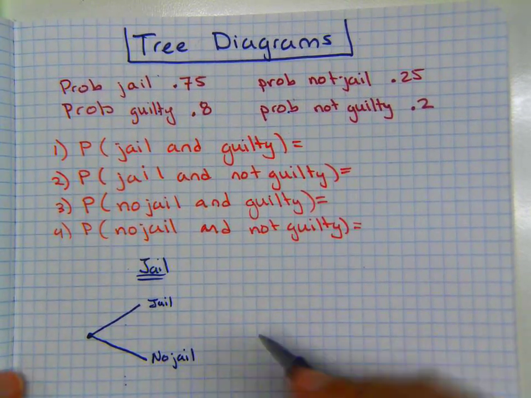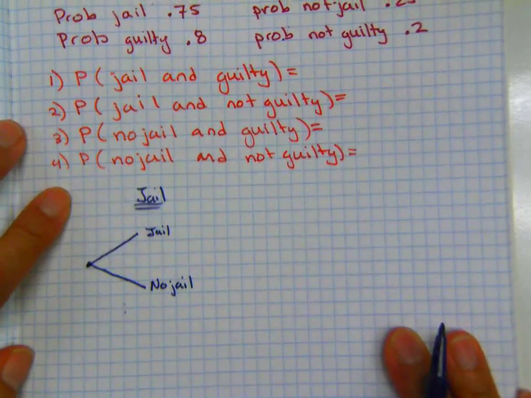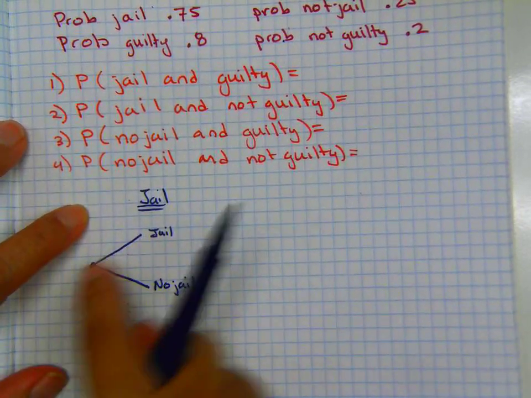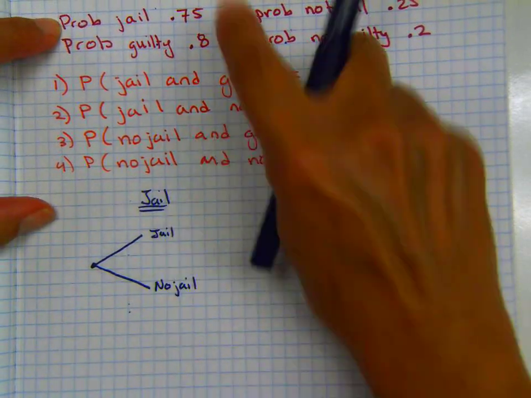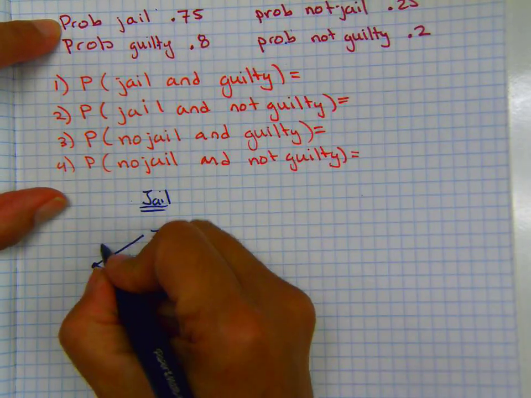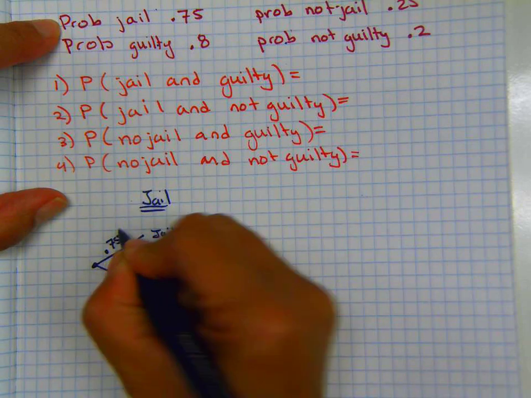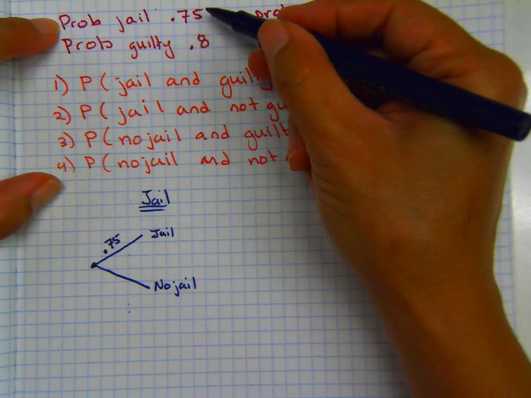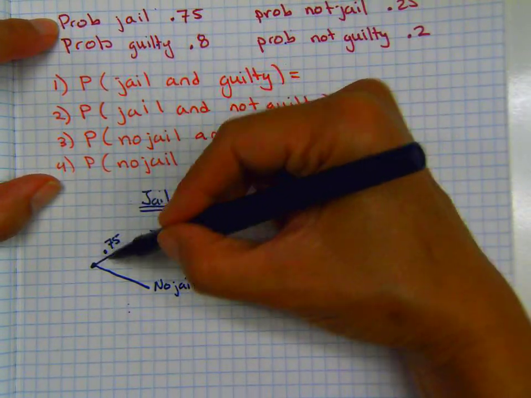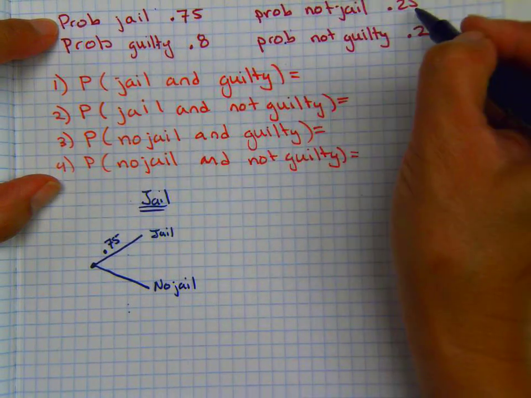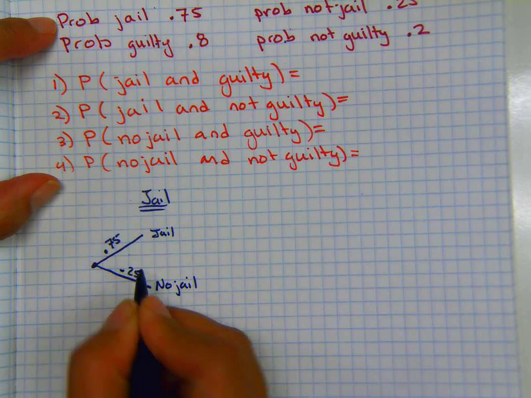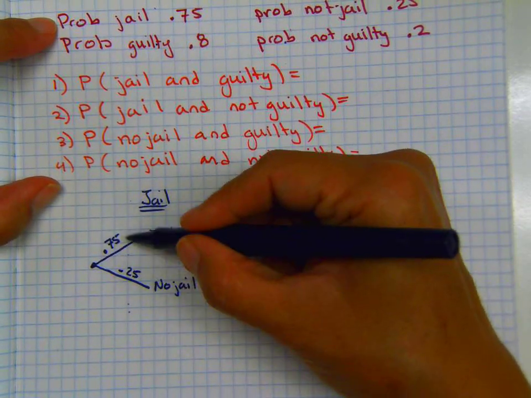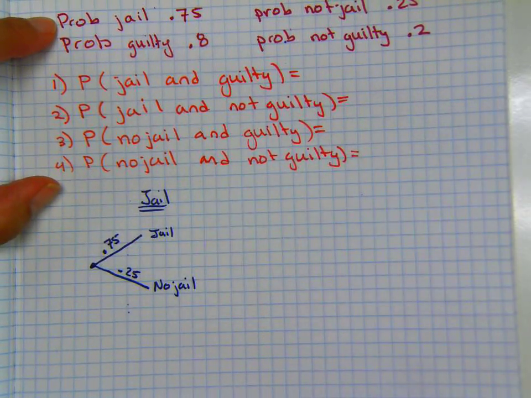What we do with the tree diagram is we put the probabilities on these branches. So for example, jail, the probability that someone goes to jail is 0.75. So I'm going to put 0.75 here. Now this could be either a decimal or a fraction that I'm going to put along this branch. No jail is 0.25. So I'm just going to put that here. My branches together have to add up to 1. So I know that I'm doing this correctly.